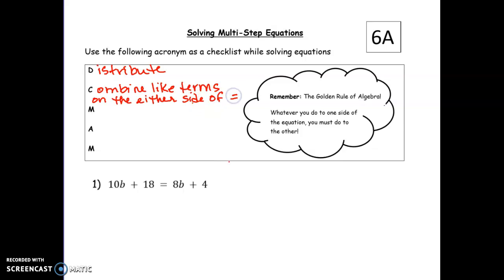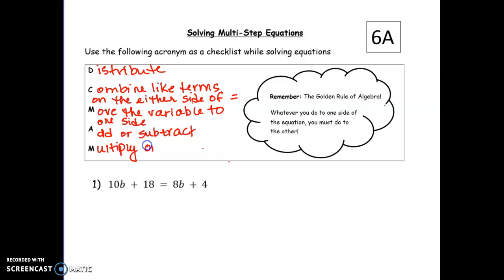And the third step is going to be to move the variable. We want to move the variable to one side. We only want one occurrence of the variable. Then we are going to add. A is for add or subtract constant. And then our final step will be to multiply or divide by the coefficient.